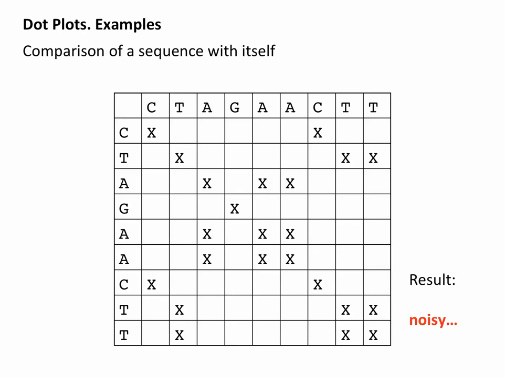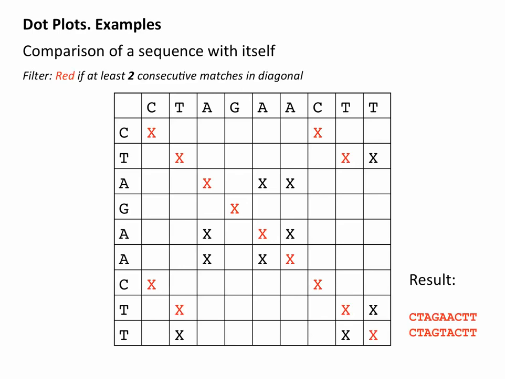Here we have an example of a dot plot of the comparison of a sequence with itself. As you can see, for large sequences, this plot could be very noisy, with many points. So, generally, it's better to establish a window of consecutive matches to clarify the view. Here, if we mark as red at least two consecutive matches, we can clearly see that the two sequences are the same, a perfect diagonal.